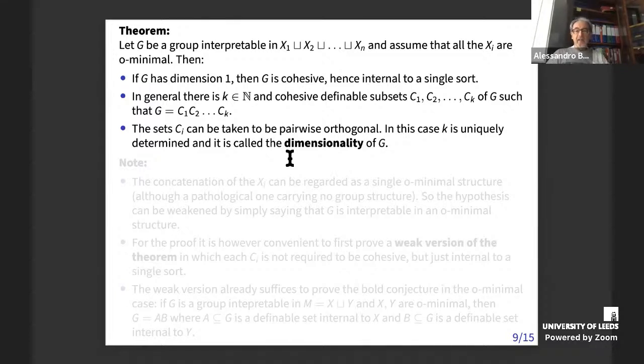You don't even need a group operation or anything. And these sets can be taken, you don't need definable choice, nothing. These sets can be taken pairwise orthogonal. And in this case, K is uniquely determined. And we may call it the dimensionality of G.